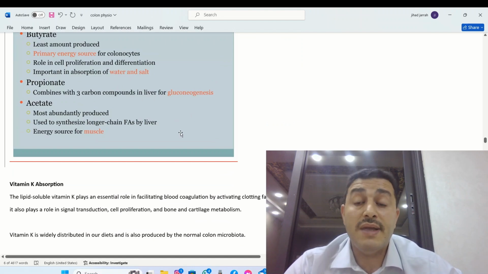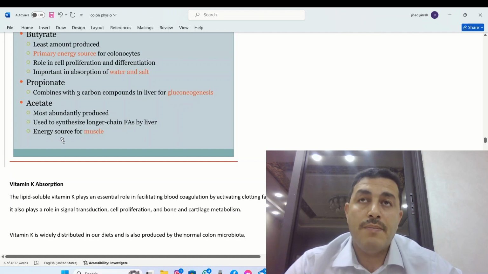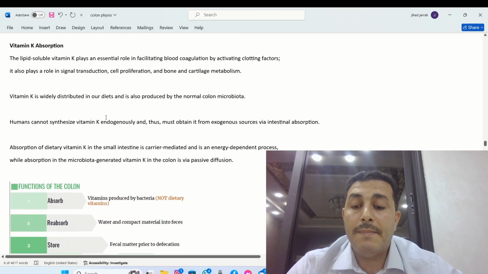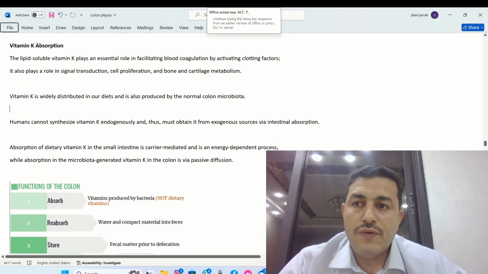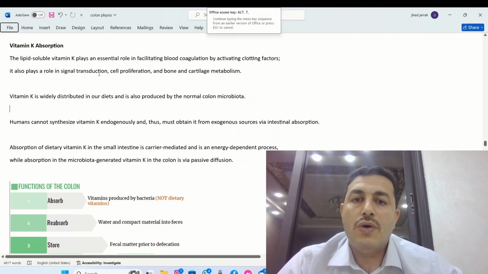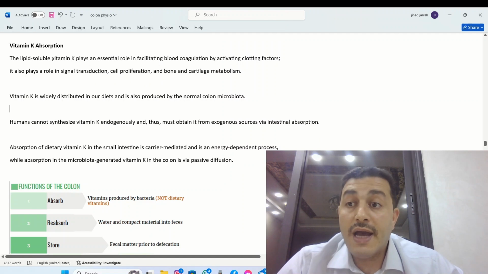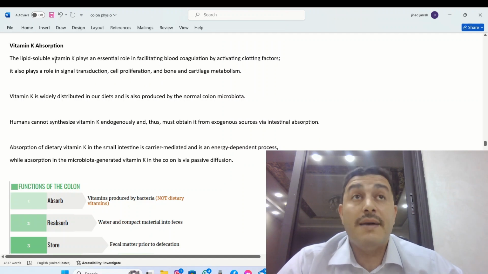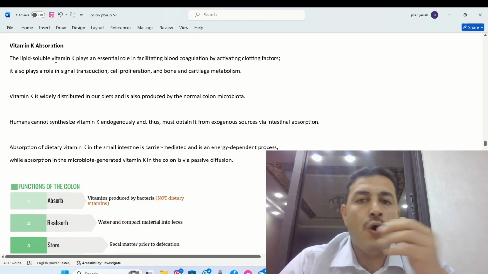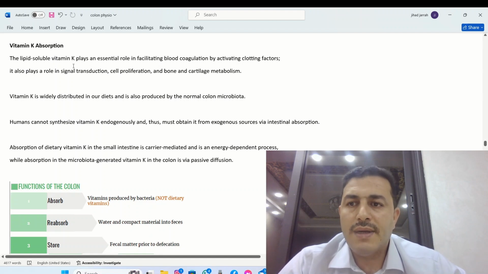Propionate participates in gluconeogenesis. Acetate participates in production of energy for the muscle. We talked about vitamin K absorption, which is present in the diet, but the completion of absorption is in the colon by the bacteria. Actually, it's lipid soluble. Its absence in the newborn, who have no bacteria in the colon, can cause bleeding diathesis, so they are given vitamin K.